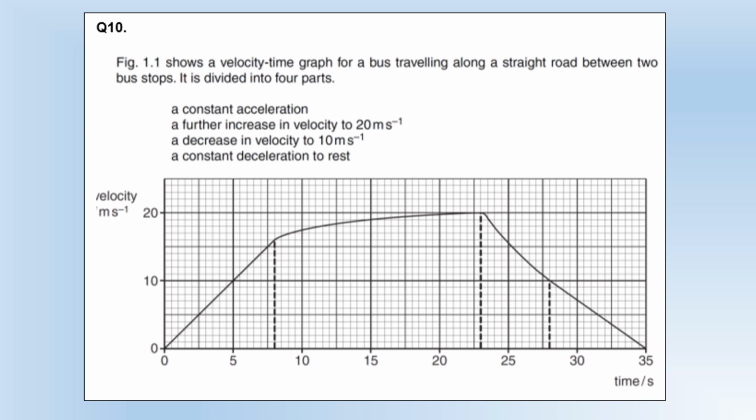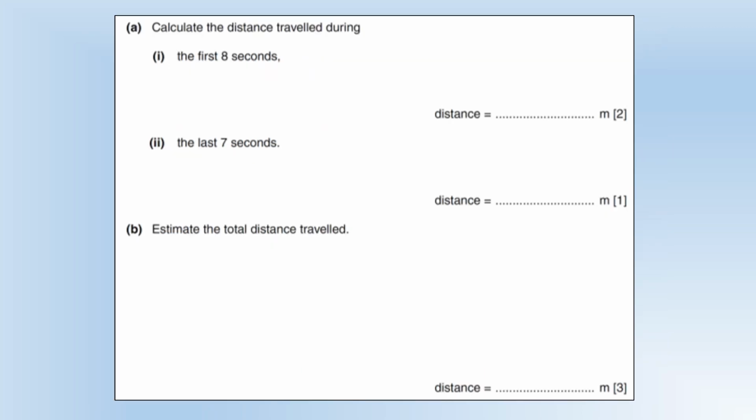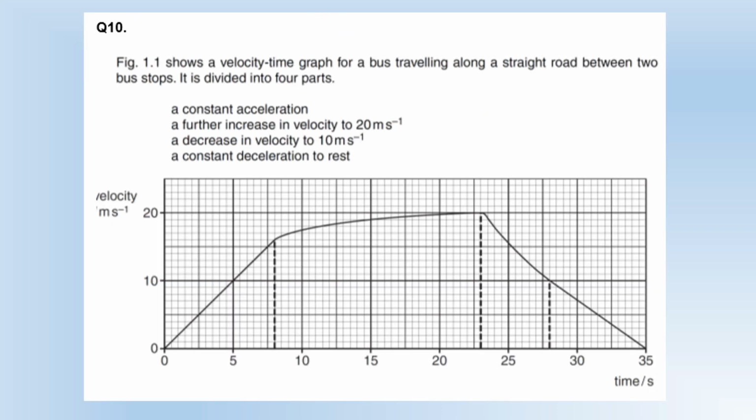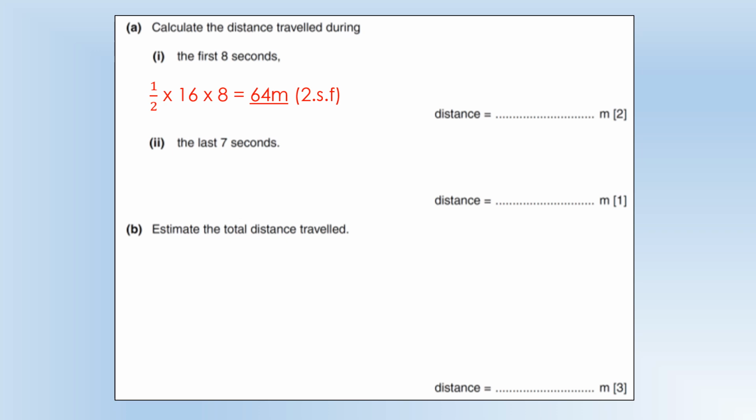So figure 1.1 shows the velocity time graph for a bus travelling on a straight road between two bus stops. It's divided into four parts: constant acceleration, increase in velocity but decreasing acceleration, decrease in velocity, and then a constant deceleration to rest. You can see that in the graph. Calculate the distance travelled during the first 8 seconds. So we're going to need to use the area under the graph up to 8 seconds, which is represented by this triangle I've shown here. We figure out the area of the triangle by doing half base times height, which gives us about 64 meters.